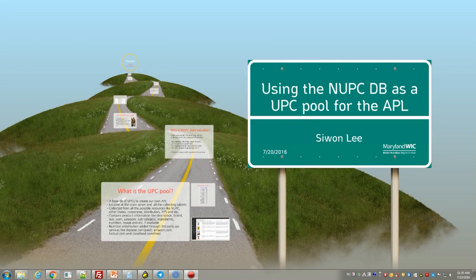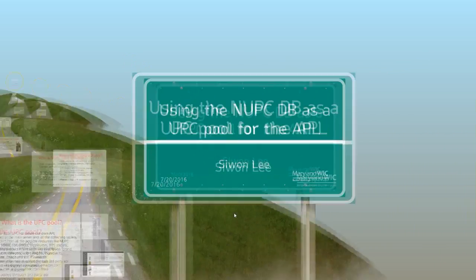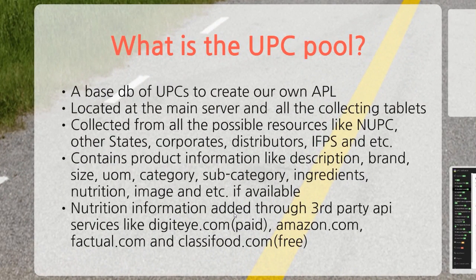Let me explain how to use National UPC as a UPC pool for the APL. And what do I mean by the UPC pool? The UPC pool is a database of UPCs to create our own APL. It is something like an applicant pool for the HR department.